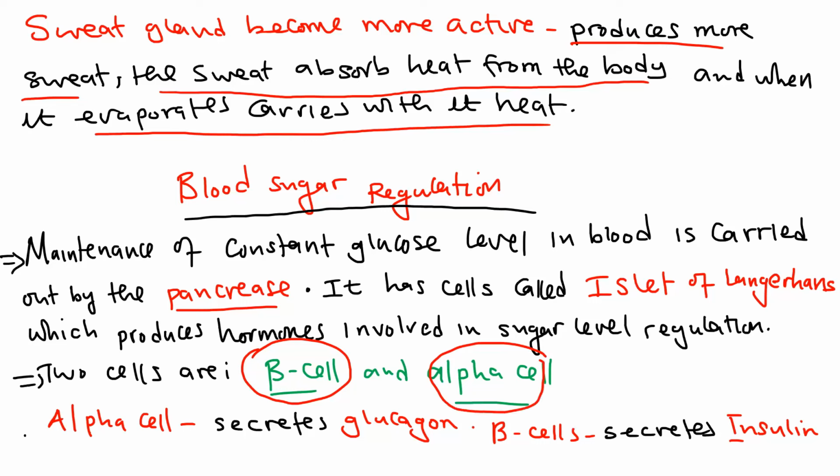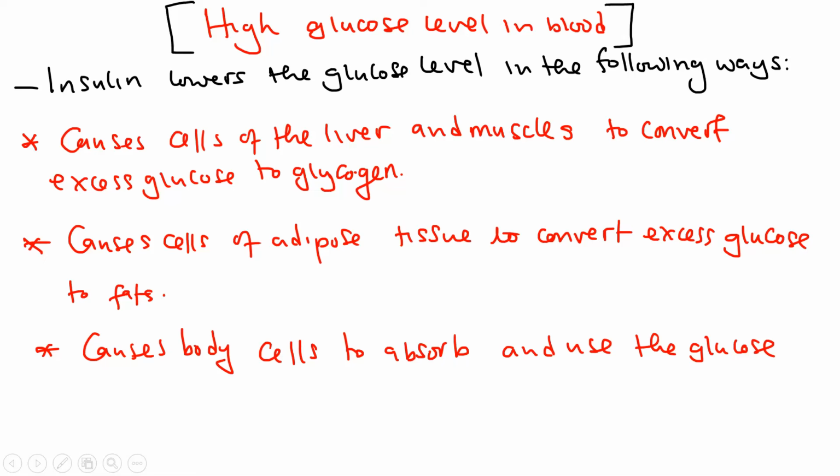Now, each of these secretes a certain hormone that helps in the regulation of blood sugar level. So let us look at the alpha cells. The alpha cells secrete what we call glucagon. The beta cells secrete what we call insulin. I'm sure this is popular. We know insulin. Now, let us look at two conditions.